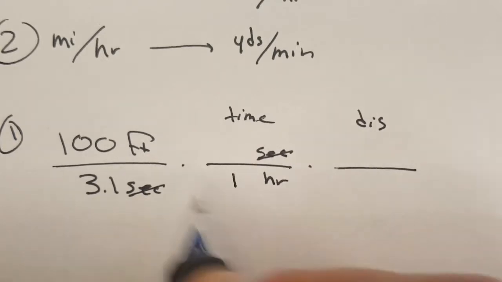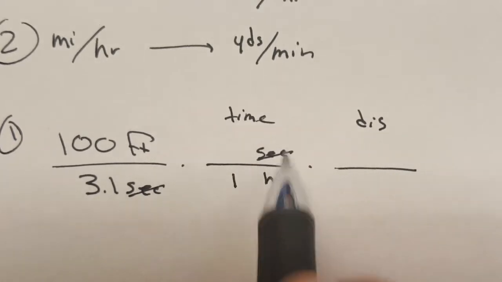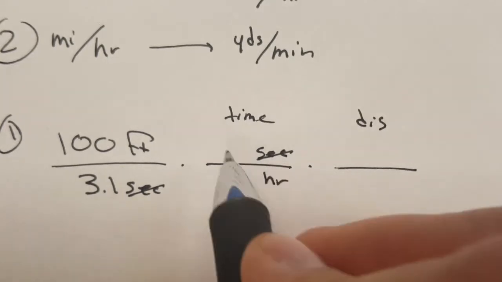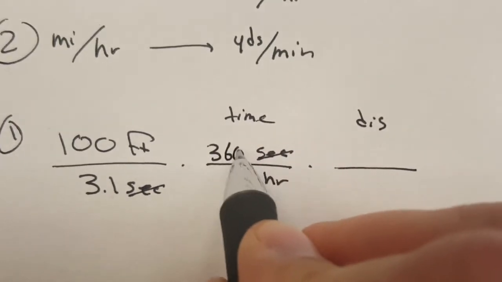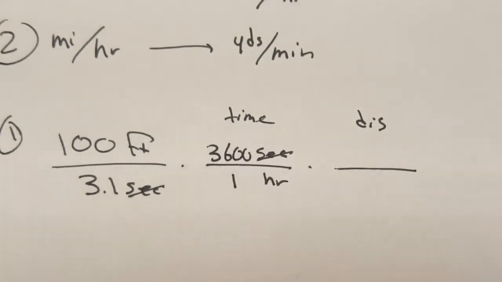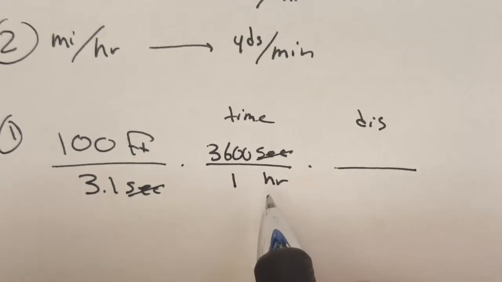Well, technically this is called a conversion factor. So seconds and hours, what's equal to each other? Well, 3,600 seconds equals 1 hour. This mathematically is like taking it times 1, but it's good for canceling labels, getting rid of the label you don't want and having the label you do want left over. So we have hours left over. That's what we want. What about the distance?